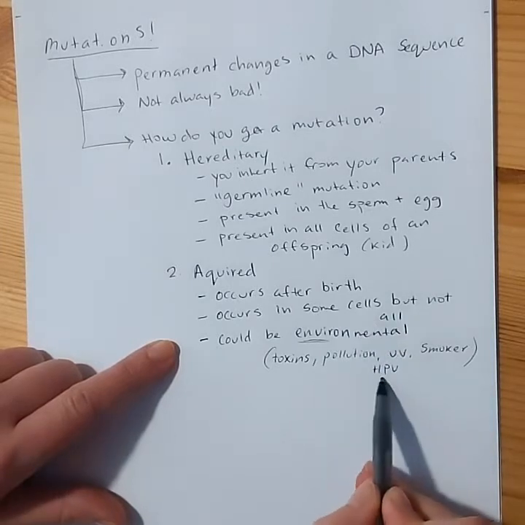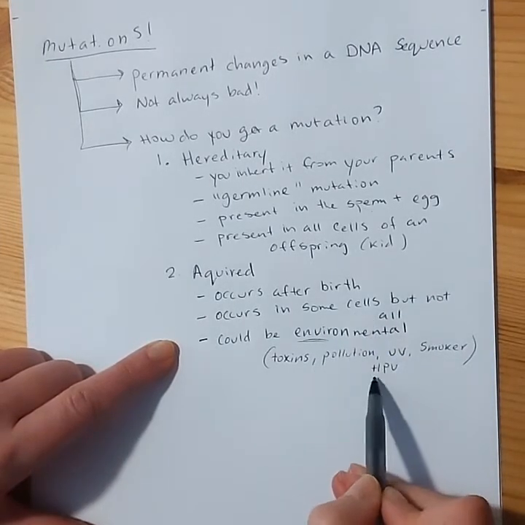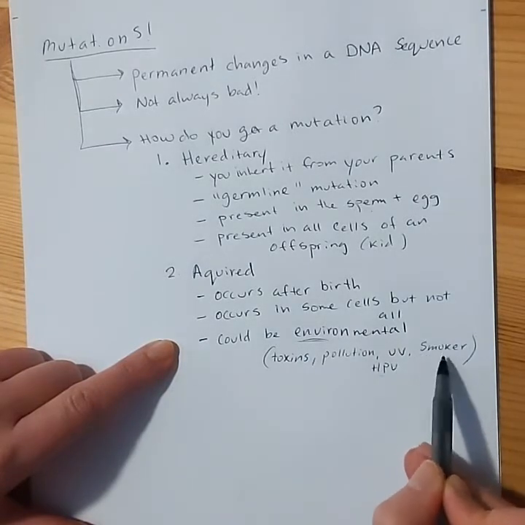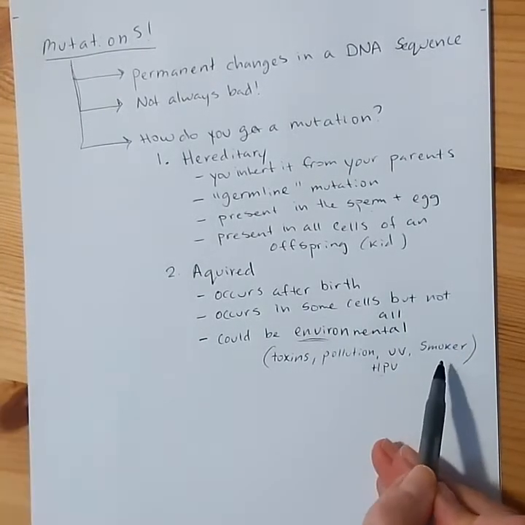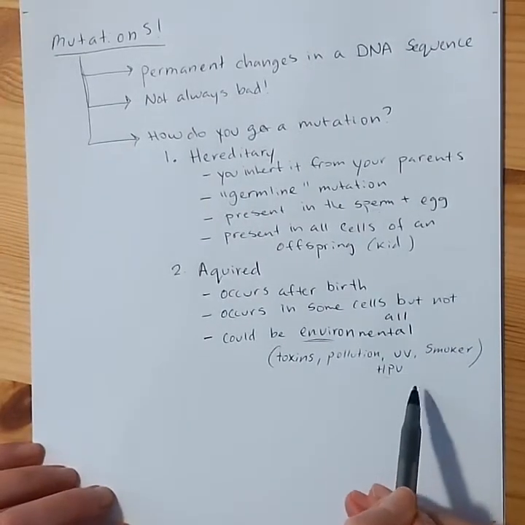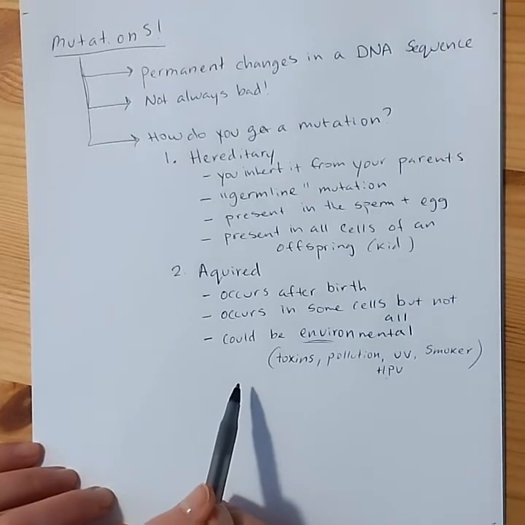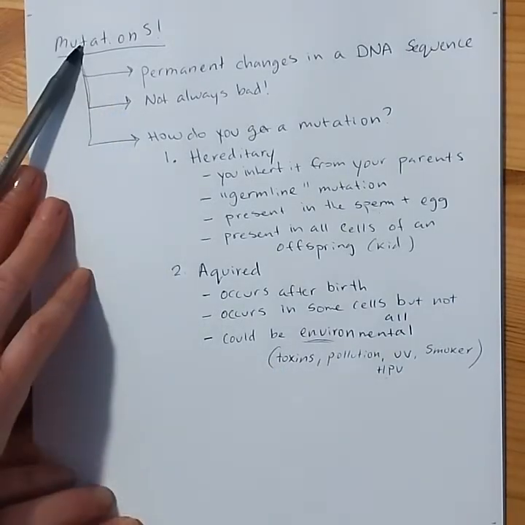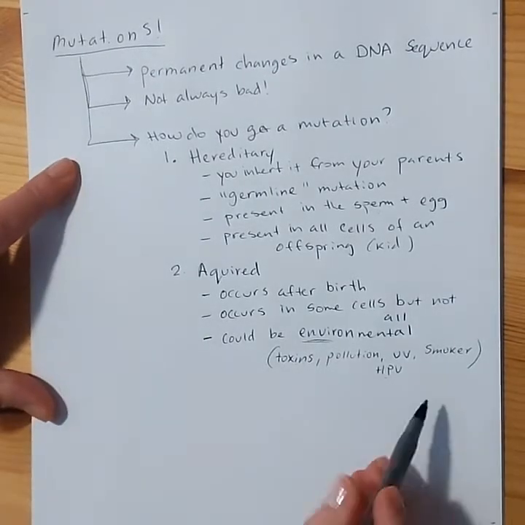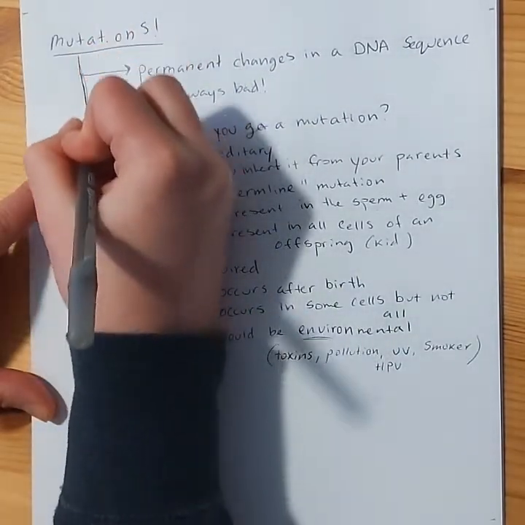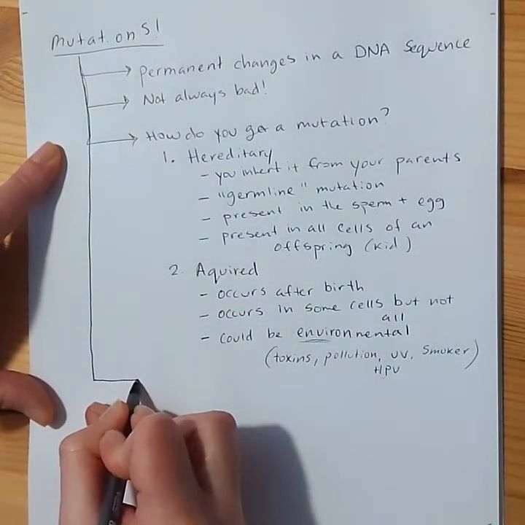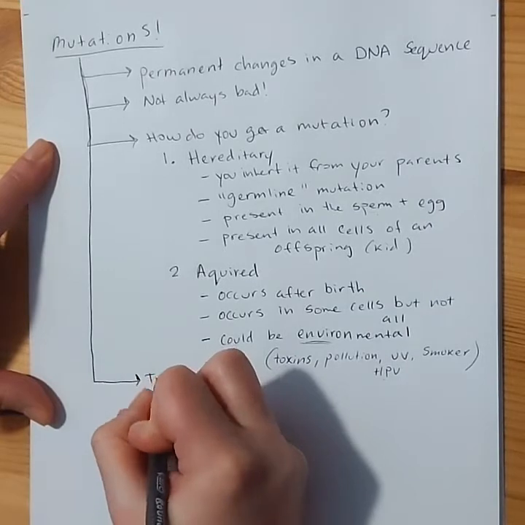So like if I have HPV, the cells that are going to be mutated would be my cervical cells. If I were going to smoke, the cells that would be mutated would be my lungs and my upper respiratory tract. So I'm affecting some cells, but not all. Cool. So our mutations, changes in the DNA, now we know how we get them. Let's talk about the types of mutations. I'm going to keep my list going because I'm into this organization right now. Types of mutations.